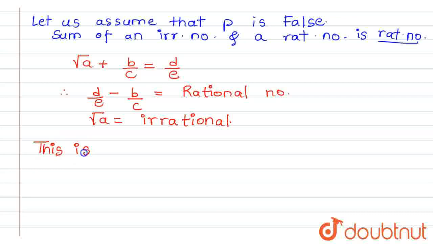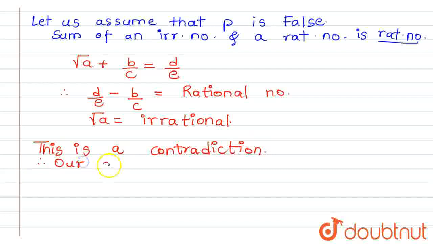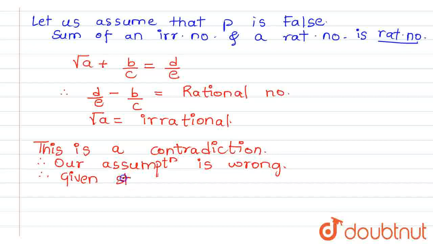Yes. Therefore, this is a contradiction. So whatever our assumption is, our assumption goes wrong. Therefore, our assumption is wrong and the given statement is true. Therefore, the given statement is true. Clear? Now, moving to the next question.